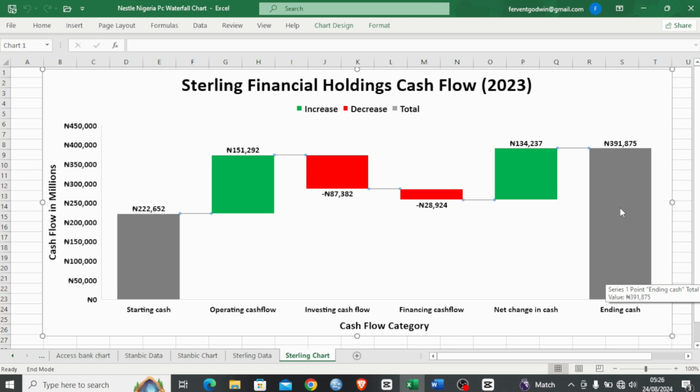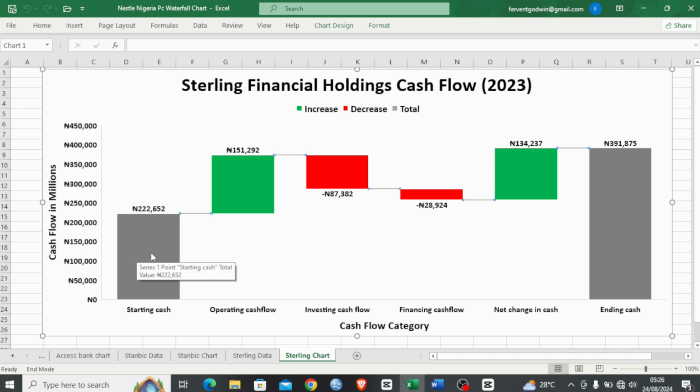This starting cash here will be 391.8 billion. That's what it will be. So the 2023 ending cash will become the starting cash for 2024. So that's it. All right, so let's look at what this chart is actually saying.